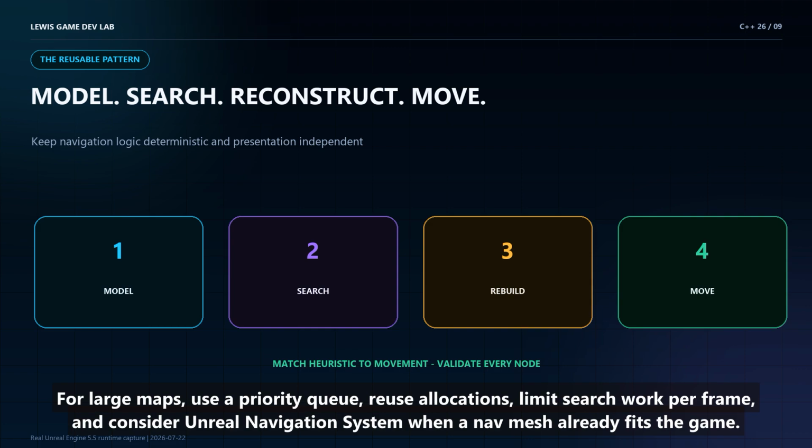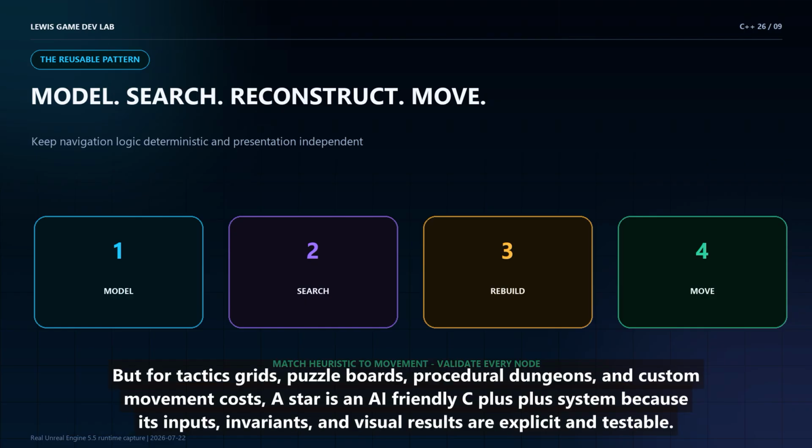For large maps, use a priority queue, reuse allocations, limit search work per frame, and consider Unreal Navigation System when a nav mesh already fits the game. But for tactics grids, puzzle boards, procedural dungeons, and custom movement costs, A star is an AI-friendly C++ system because its inputs, invariants, and visual results are explicit and testable.